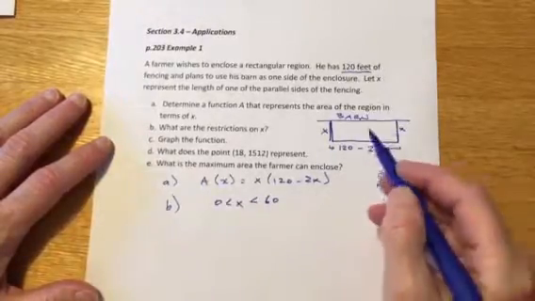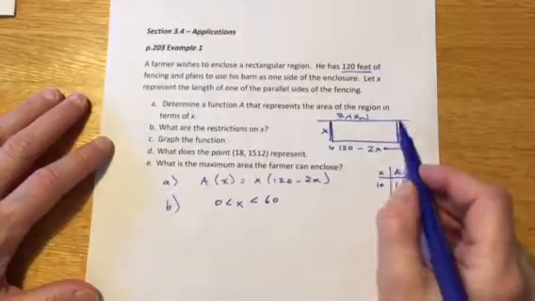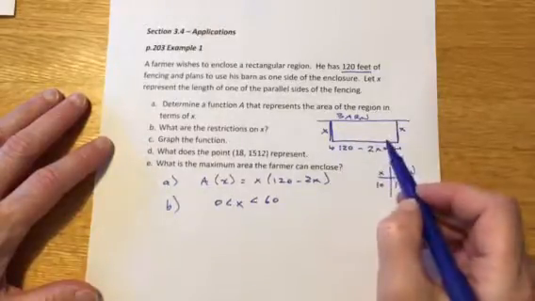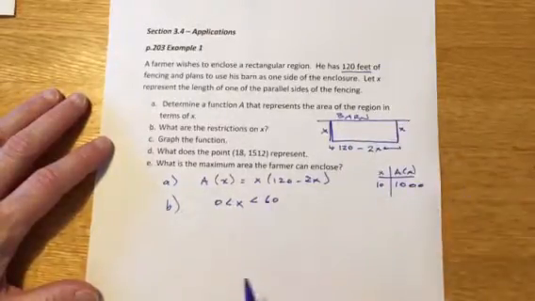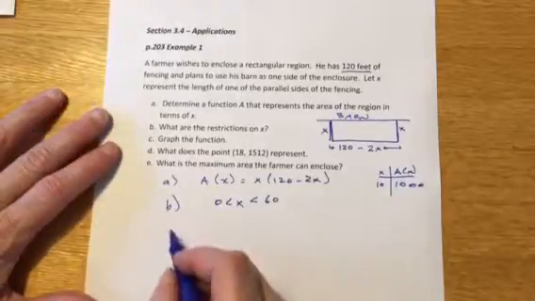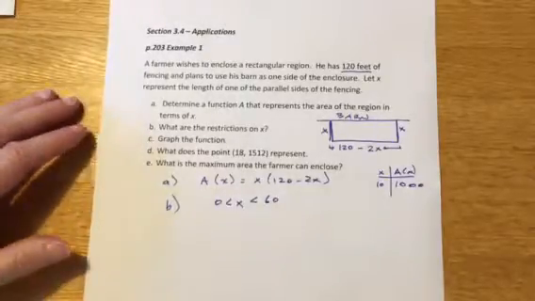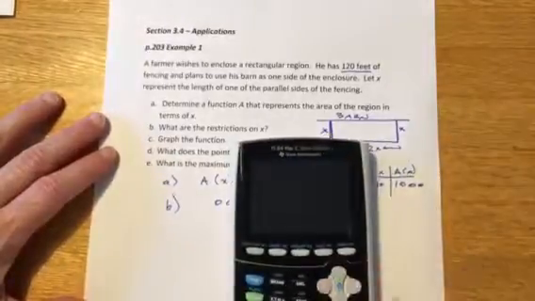So even 59, even though it will be oddly shaped, you get a 59 here, 59 here, and that leaves 2 feet left over for that. But it has to be less than 60. For part C, we graph the function. So we just grab our calculator here.